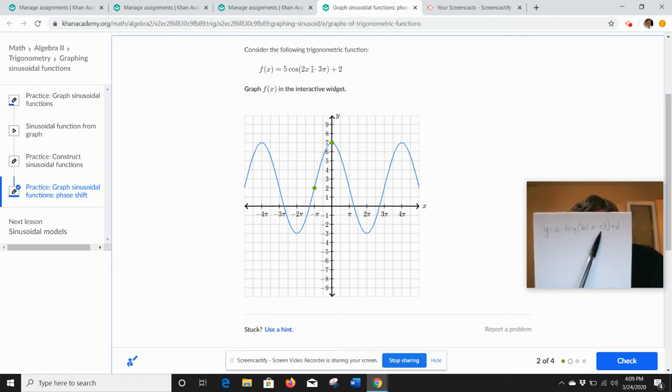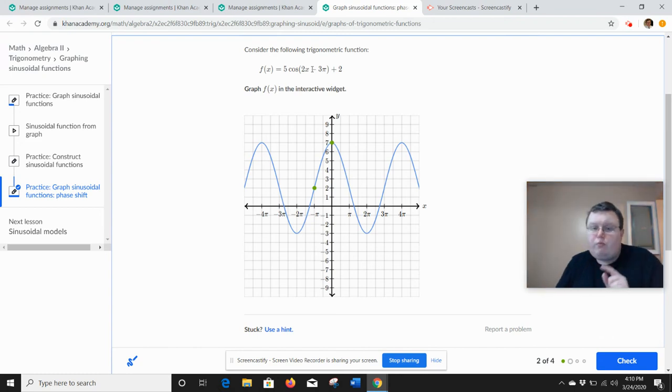The minus C is the phase shift. That's part of the phase shift, the C. And the D value shifts it up and down. That's the vertical shift. That's what we did. That's what you were working on with the first assignment. And I made a video yesterday about that.